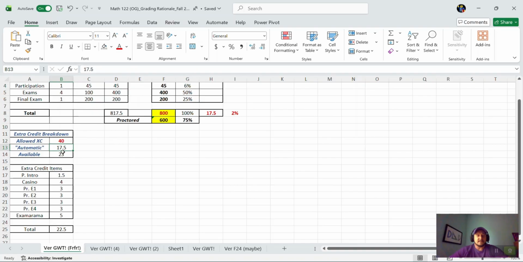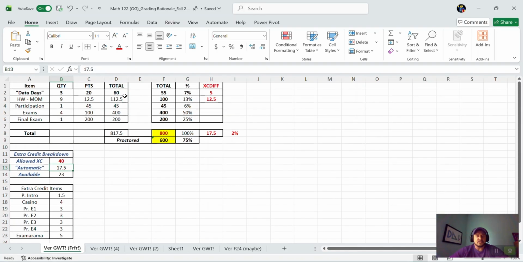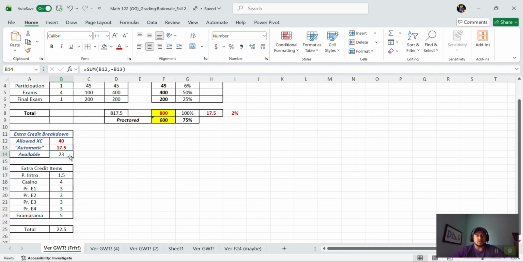Now, if they do everything and get perfect scores on the data days and the MyOpenMath homework, then they're getting an automatic 17.5 points from extra credit. So this leaves me some wiggle room to give more extra credit, specifically 23 points extra credit. Actually, 22.5, that should be. Let's round it to 23. Let me just bump that up here.